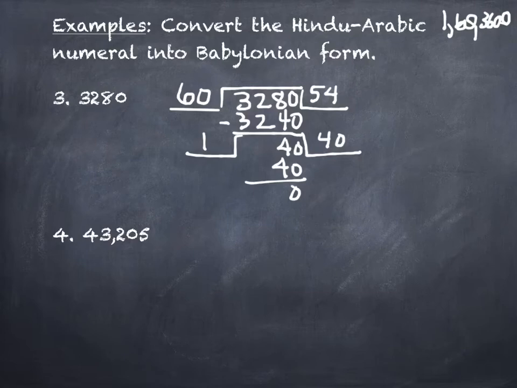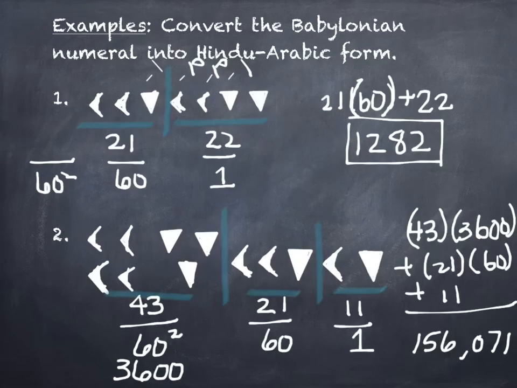So we have 54 and we have 40. I'm going to go back a slide for a moment. The 54 and the 40, that's these numbers right here that I just got. I got 54 in the 60 place, because that's what I got when I divided by 60. And I got 40 in the ones place, because that's what I got when I divided by 1.